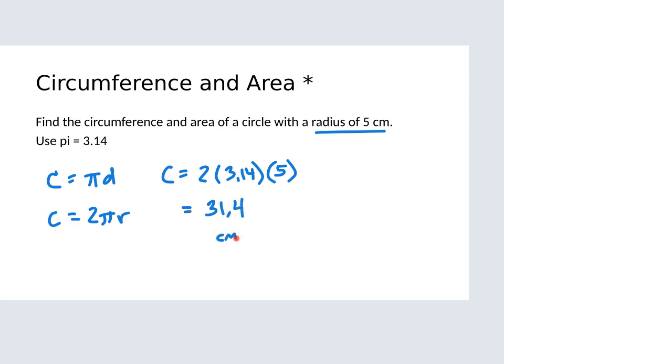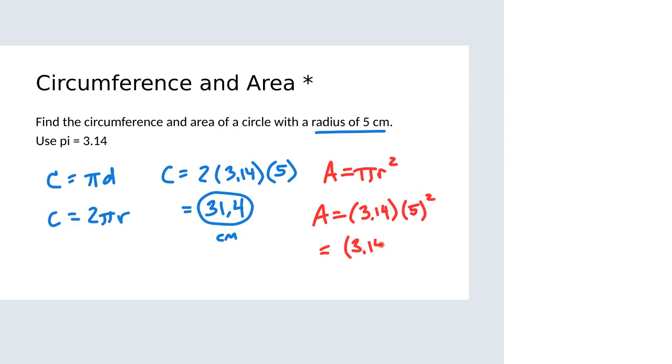They would be centimeters, but our answer would just be 31.4. And then for area, and I'm really glad nobody made a mistake here, which is awesome, pi r squared. So we're going to put in pi times the radius, which is 5, squared. Order of operations tells us to square it first.